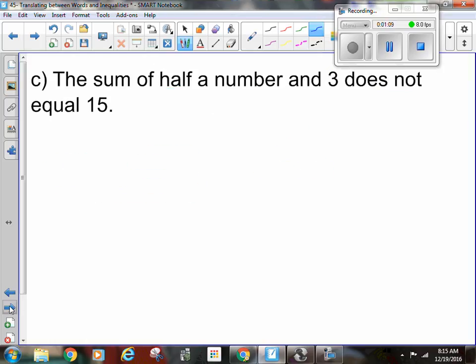All right, the sum of half a number and 3 does not equal 15. So our operation, sum, means addition, and then our sign is does not equal. So that's also included in inequalities. A lot of people forget about that one. So go ahead and put this one together.